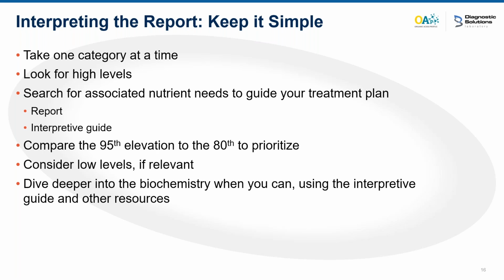You can use the reference ranges to help prioritize when you need to. Oh, this biotin need is really extreme, whereas this glucose level is just a little bit high, so you can get some ideas of how to prioritize your work. Consider low levels if they're relevant. There are a few markers like neurotransmitters where if they're low, that's a concern too. And then you can dive deeper into the biochemistry when you can, right? When you have the bandwidth and when you just want to drill down.